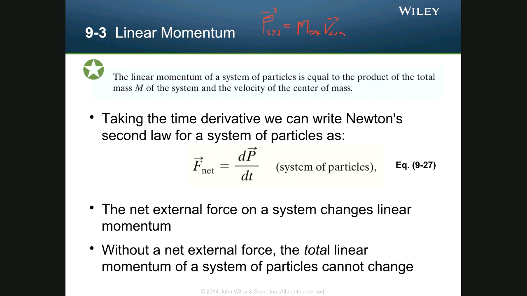So we can see here that without a net external force, right? Because only a net external force can change the linear momentum, but without it, the total linear momentum of a system of particles cannot change, and that means that if it's a closed system and only internal forces are acting, momentum is conserved. Okay? So pretty cool.